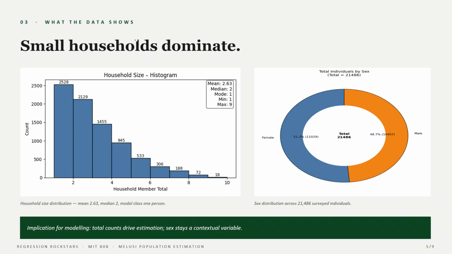And as you see, our histogram makes the household size pattern obvious. The modal class is 1 person living alone, and the curve falls off sharply after 3. The pie chart shows roughly 51% female to 49% male across the over 21,000 individuals. The implication for modeling: total counts are what we estimate. Sex stays a contextual variable for planning.